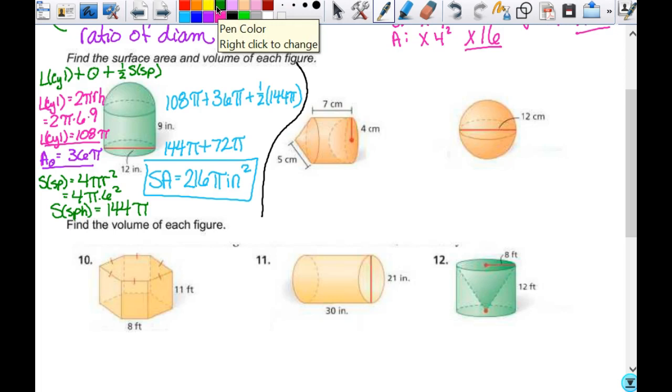And so here, find the surface area of this. I would need what part of the cone? Lateral area, surface area, or what? Lateral area. Okay, so I'm going to take the lateral area of the cone. I can add to that the lateral area of the cylinder plus half the surface area of the sphere, because there is no such thing as a lateral area for a sphere, right? Now, I could do this differently. I could have found the surface area of everything and then taken off what I didn't need.